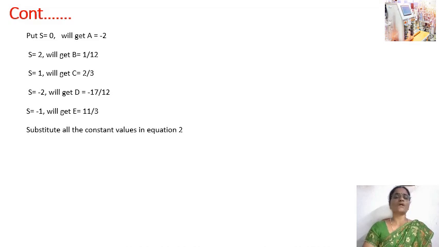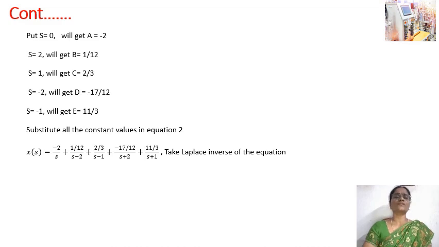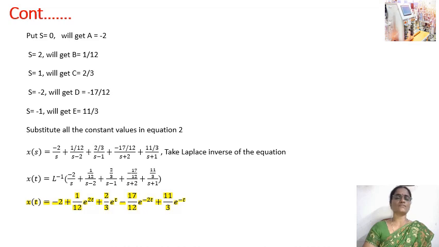Then you substitute the constant values in equation number 2, and then take the Laplace inverse of it. You know the Laplace inverse. All the constants you can take outside. The Laplace inverse of 1 by s is 1. 1 by s minus 2 is e power 2t. 1 by s minus 1 is e power t. 1 upon s plus 2 is e power minus 2t. 1 upon s plus 1 is e power minus t.